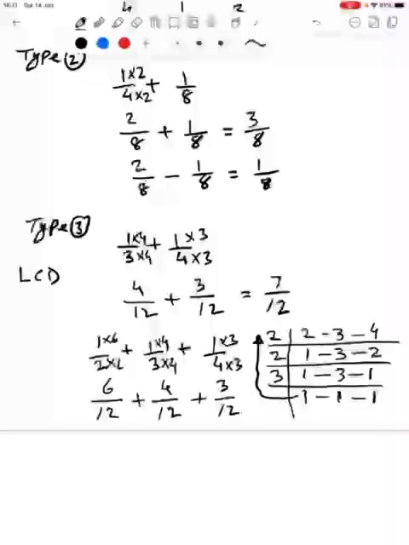So all you have to do is 6 plus 4 is 10. 10 add 3 is 13. The answer is 13 over 12. Yeah? Let's do one more.